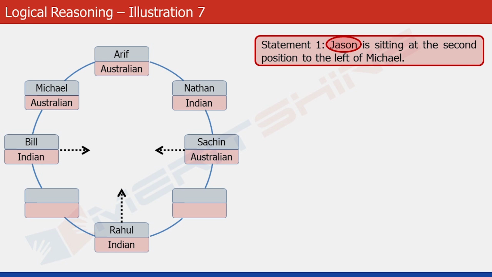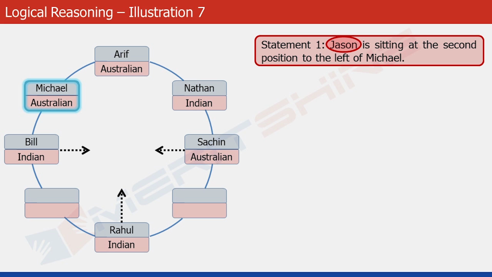Now let's look at statement 1. It tells us that Jason is sitting at the second position to the left of Michael. Michael is sitting in the cell highlighted in blue. Now, though we know that Jason is sitting at the second position to the left of Michael, we still haven't figured out in which direction Michael is facing, towards the center or away from it.